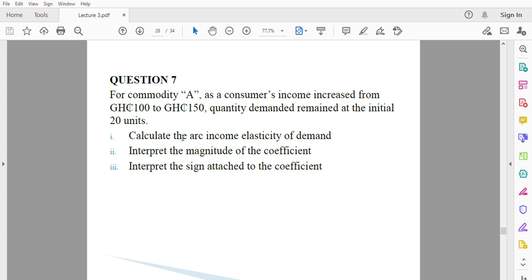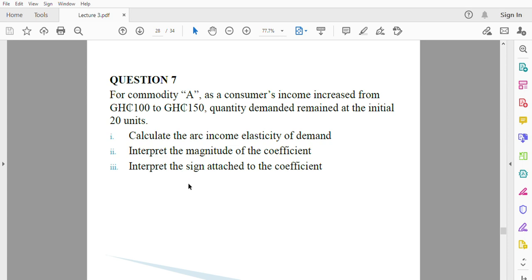There is something interesting about this I would want you to note so that you wouldn't struggle so much with this question. For commodity A, as a consumer's income increased from 100 Ghana cedis to 150 Ghana cedis, quantity demanded remained at the initial 20 units. So what will be Q1?